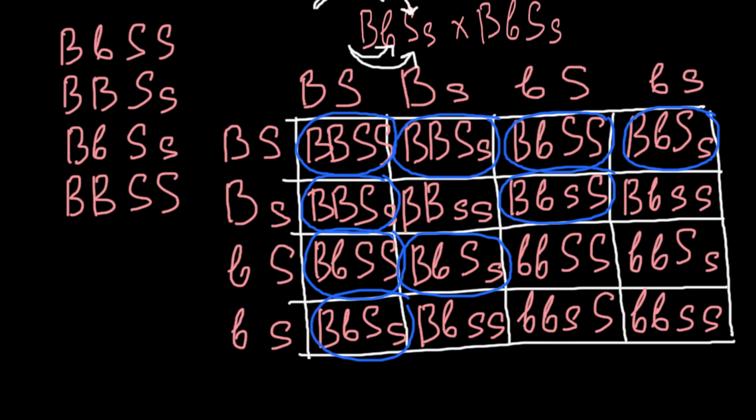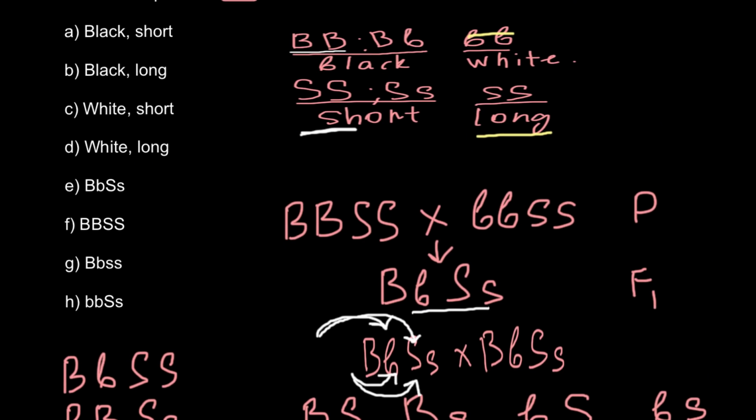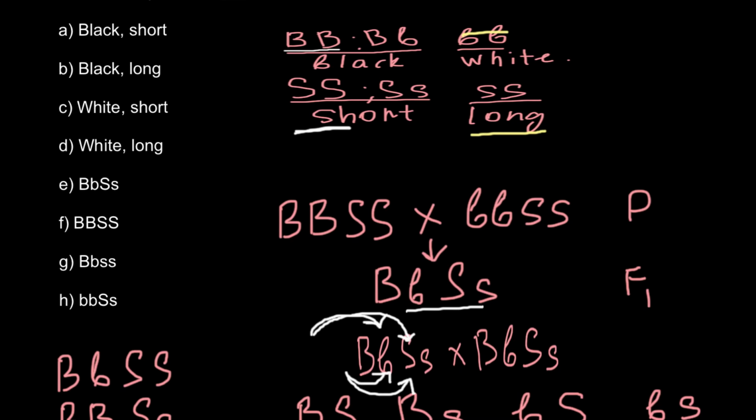So let's count, and this is going to be 1, 2, 3, 4, 5, 6, 7, 8, 9. So we can answer the first question. So this is going to be 9 out of 16.